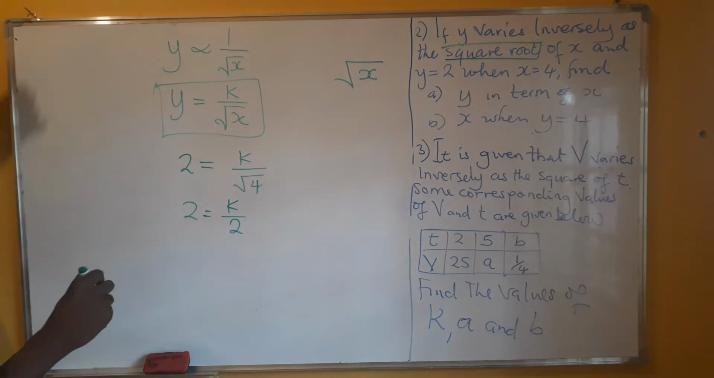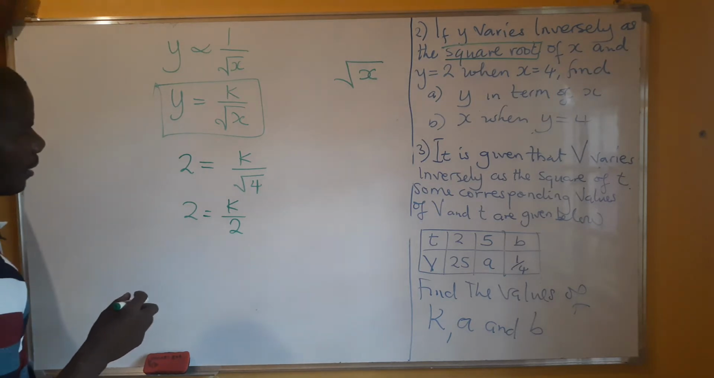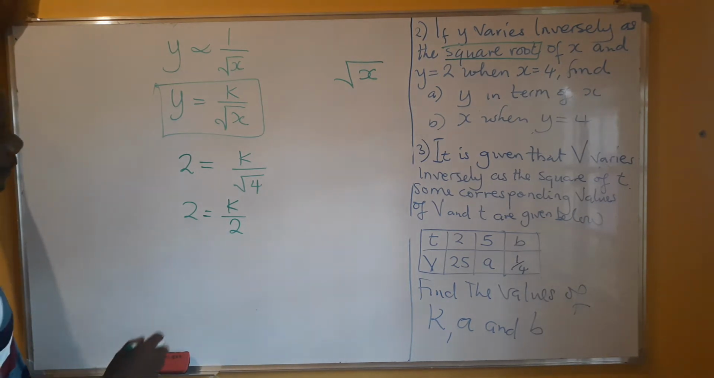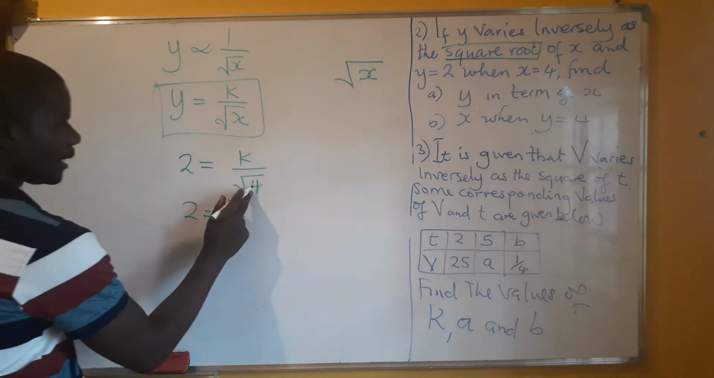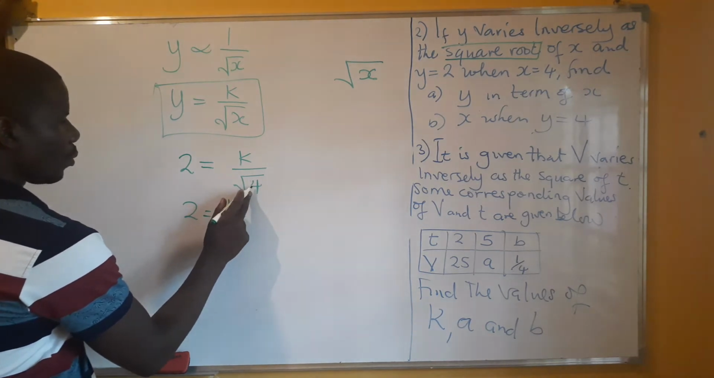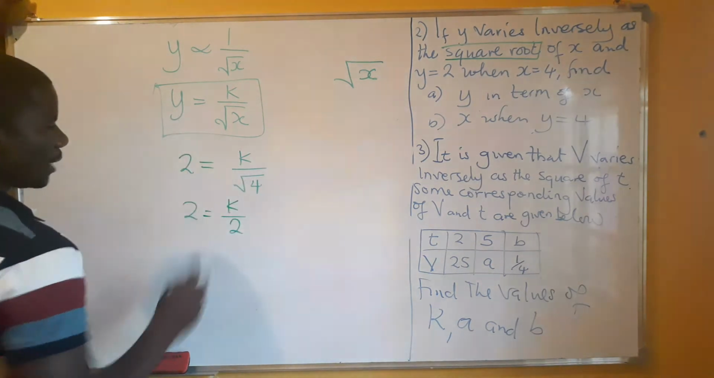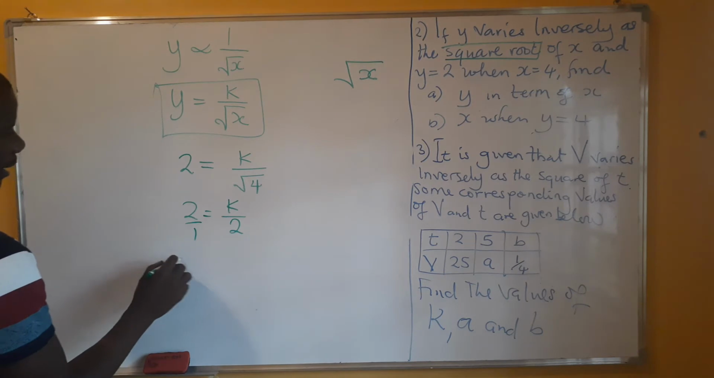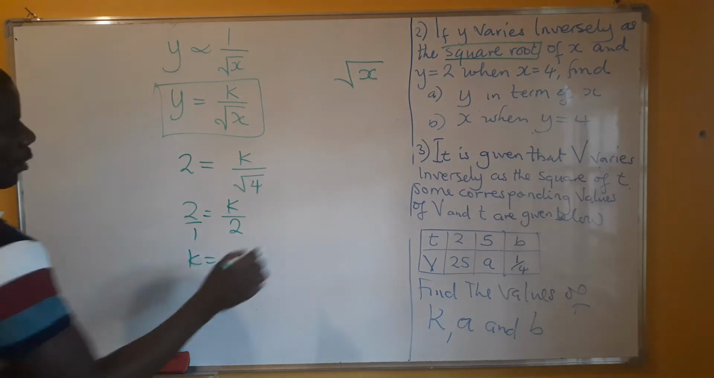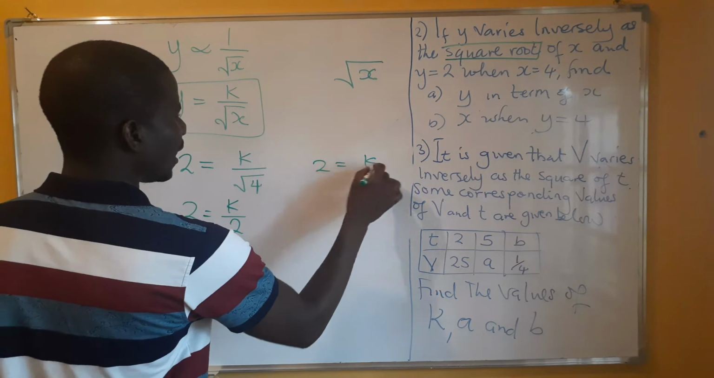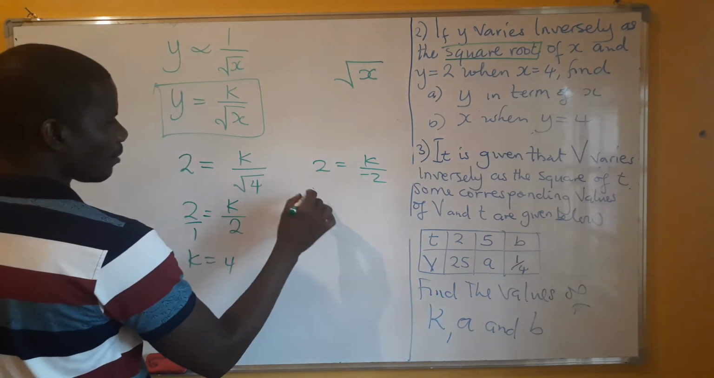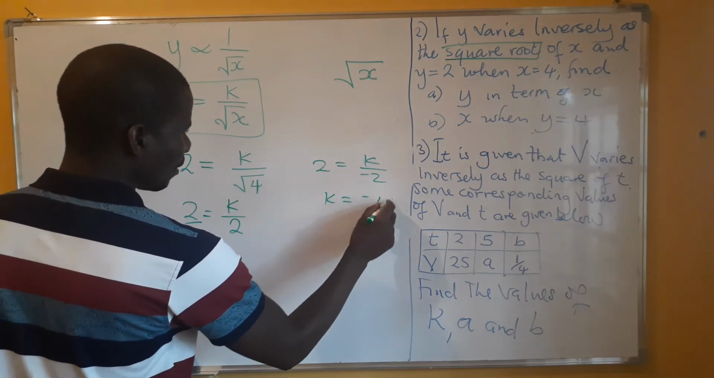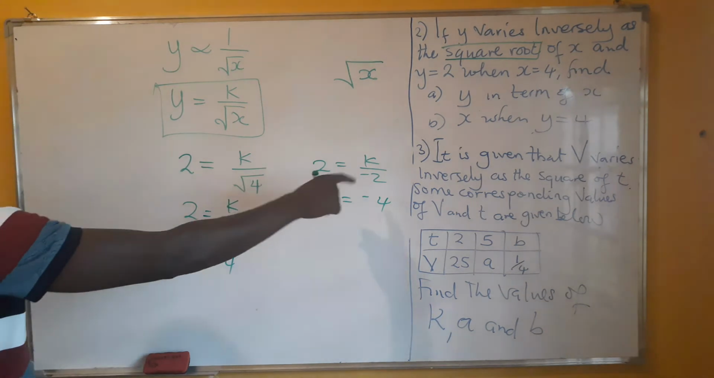What I was trying to say is that you know that the square root of this 4 can be positive or negative. So let's find the value of k here. The value of k is going to be equal to 4. What if we had k over negative 2? The value of k is going to be equal to negative 4, if we went with the negative one.